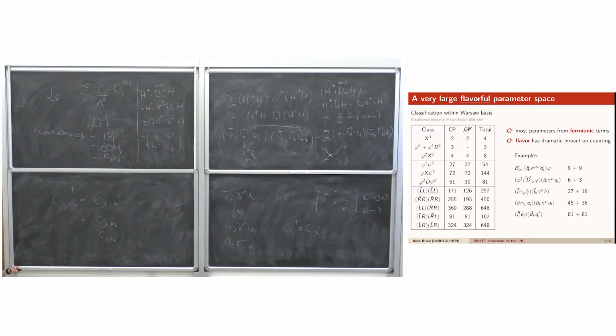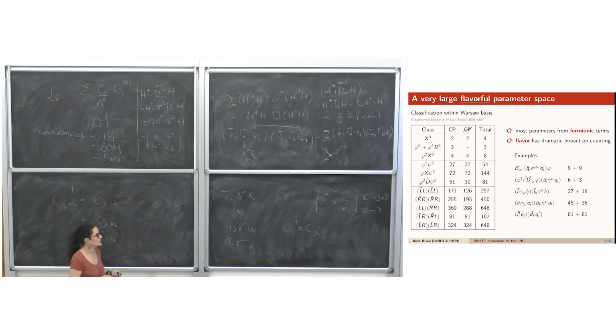So this number, if you count, goes down to 45 plus 36. And then the last class is this kind of operator here, which is quite nice because it also has a symmetry of exchanging the two currents. So if you flip the IJ pair with the KL pair, you still get the same. So this is a bit more symmetric than that. So you get down to 27 plus 18.